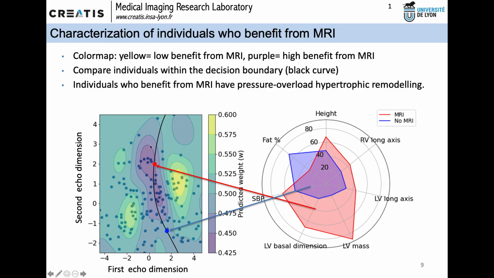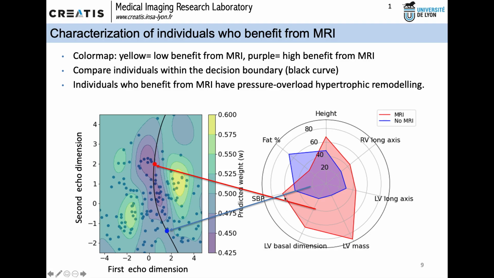If we look near the decision boundary, we see an interesting pattern, which is that in the upper part it is more purple, while it's more greenish in the lower part, meaning that our model identifies the individuals in the upper part as the individuals who have a better benefit from MRI. So we get two groups: a red one representing the individuals that benefit highly from MRI, and one in blue, which are the ones that do not benefit as much.